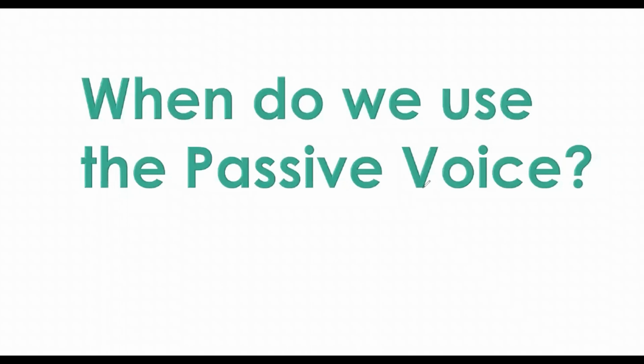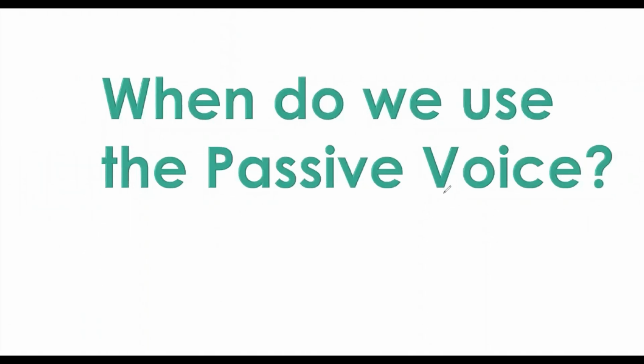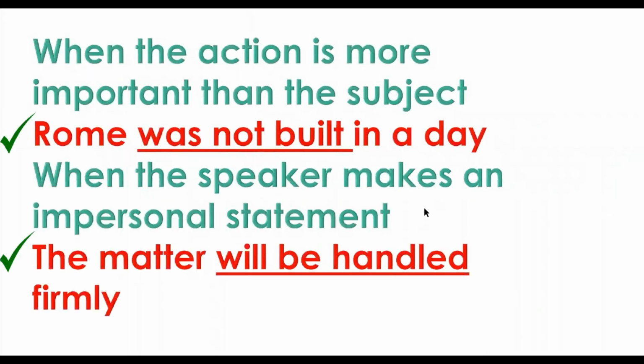When do we use the passive voice? Now, we use the passive voice in various kinds of situations, and most of the time we use the passive voice when the action is more important than the subject. Like when you are not trying to emphasize who has done something, but rather you want to concentrate on what has happened or what the situation is like. So, therefore, when the action is more important than the subject, that is when we use the passive voice.